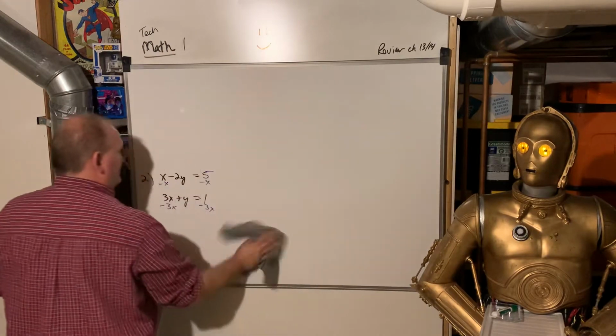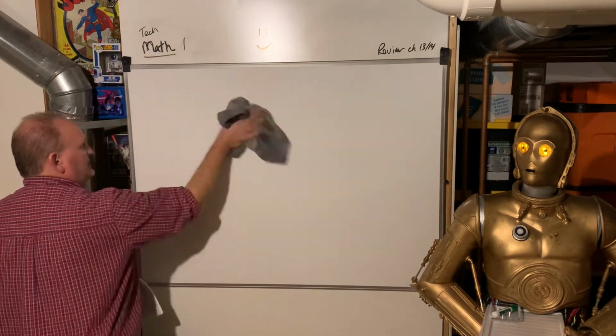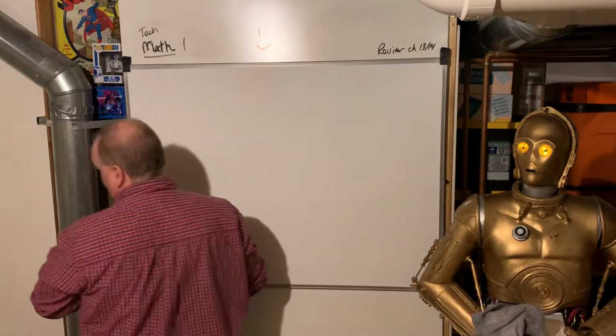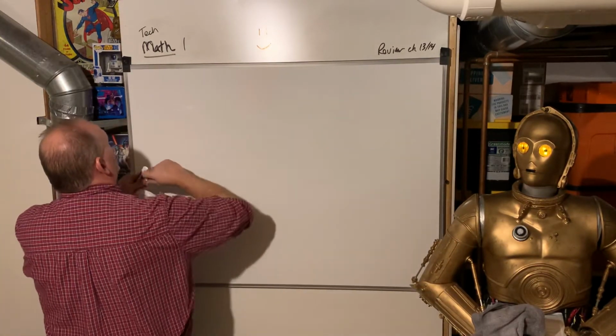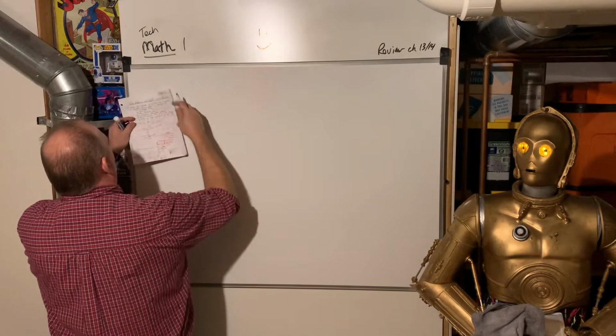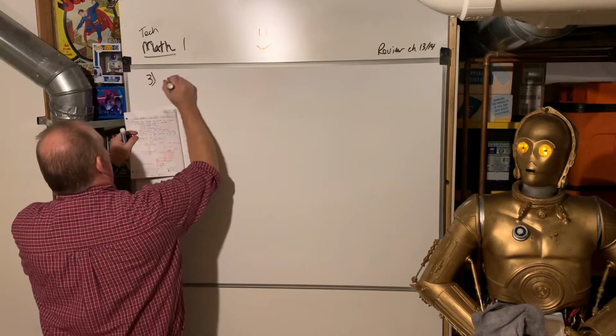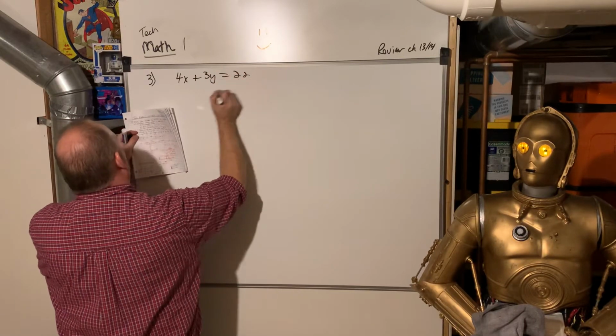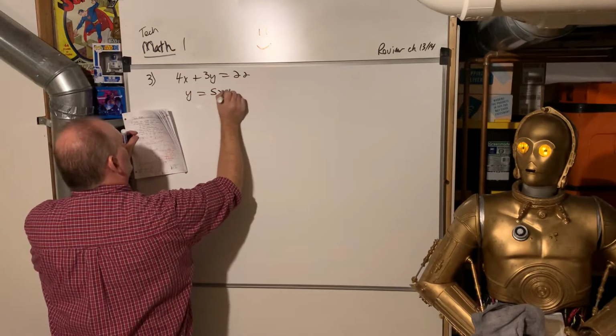You're gonna just kind of see the outcome. And so you have to understand what you're finding. When you're solving a system of linear equations, you're finding where two lines cross. So look, it says 4x plus 3y equals 22, and y equals 5x plus 1.